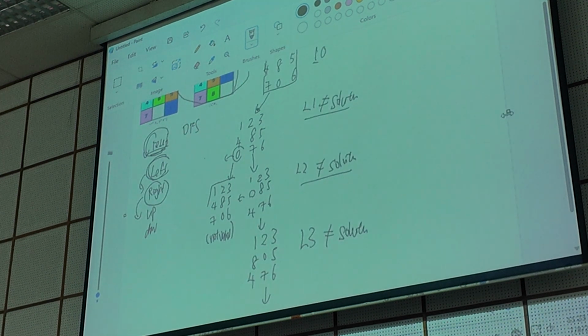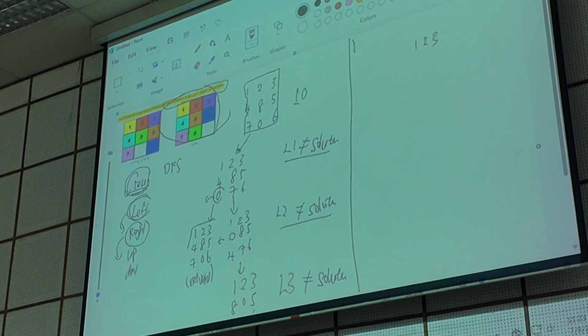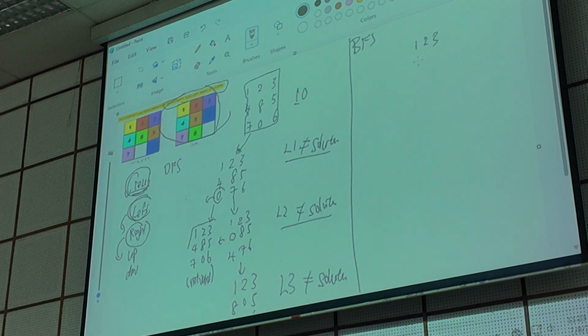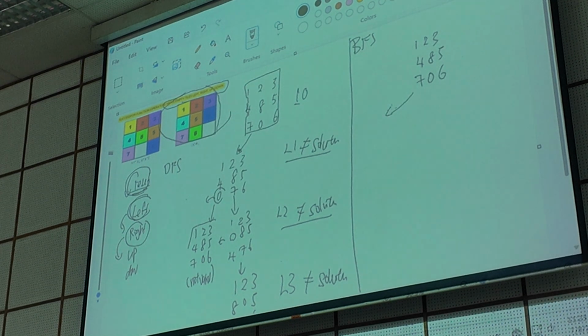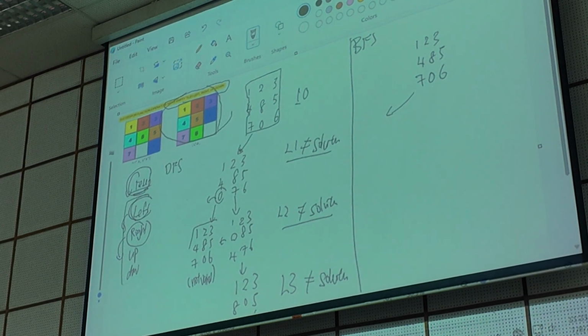Okay, so how about references? Okay, references. We have 1, 2, 3. This is references. 1, 2, 3, 4, 8, 5, 7, 0, 6. Okay, so we expand all. Right, we expand all. Remember the references side to side. Yes, side to side. Follow this successor function, left, right, up, down.